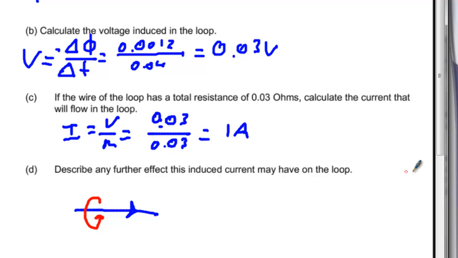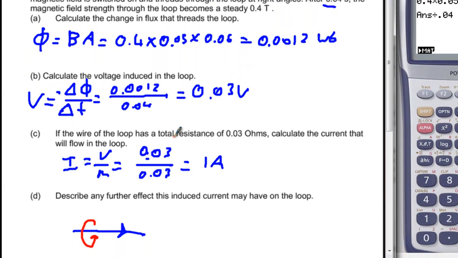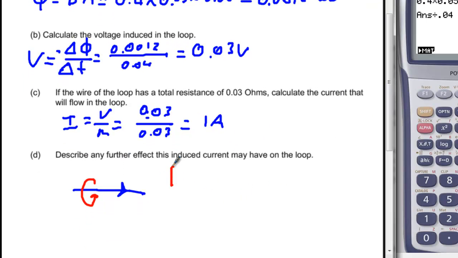Okay, so if we come up here and read the question, in question 1, there's an external magnetic field, and there's a magnetic field around this wire. When the two magnetic fields interact, there's going to be a force. We can work out the magnitude of that force from F equals BIL, which says that the force that the wire feels is equal to the size of the magnetic field, the current, and the length of wire.